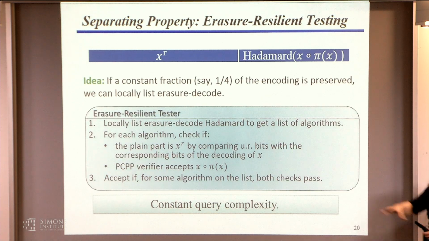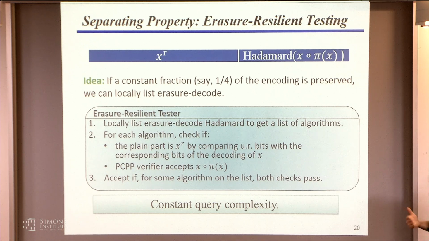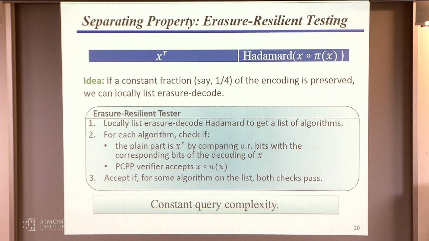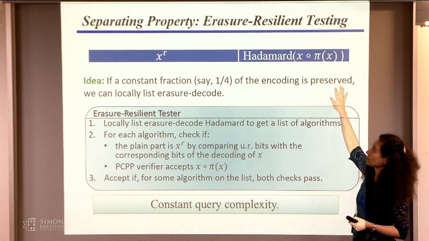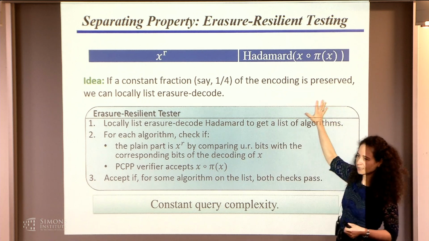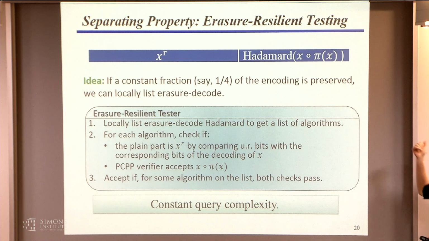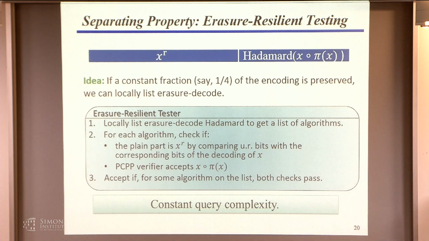Let me say a few words. I don't have a detailed proof of why it works, so let me just tell the intuition. If we have an input which satisfies the separating property, then the checks are going to pass. There's going to be some algorithm on the list of decoded algorithms for which we actually have the original input, which satisfies the property, and for that algorithm we're going to pass both checks. Does it make sense?